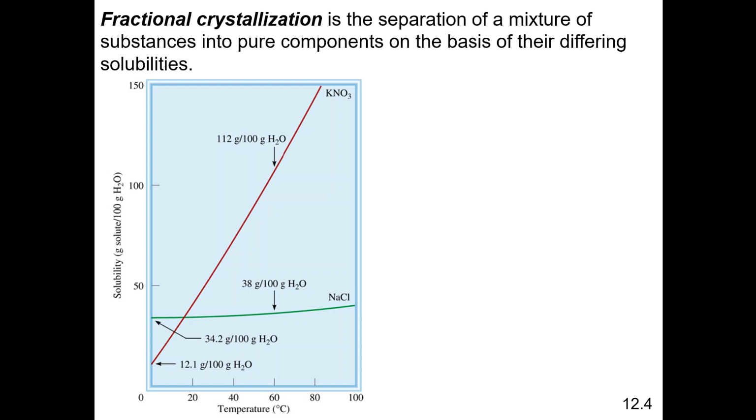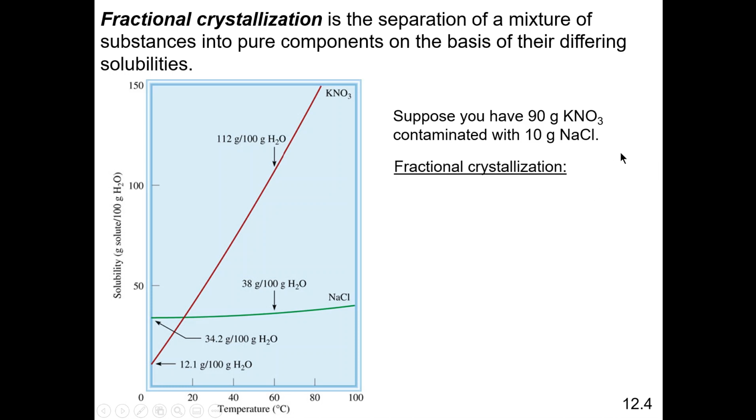Now we can exploit the solubility of different solutes to do what is known as fractional crystallization. This is a way of separating two solutes in a mixture based on their differences in solubility in the same solvent. The example shown here is potassium nitrate and sodium chloride. Let's say we have a mixture of those two, where the amount of potassium nitrate is 90 grams and the amount of sodium chloride is 10 grams, both dissolved in 100 grams of water.